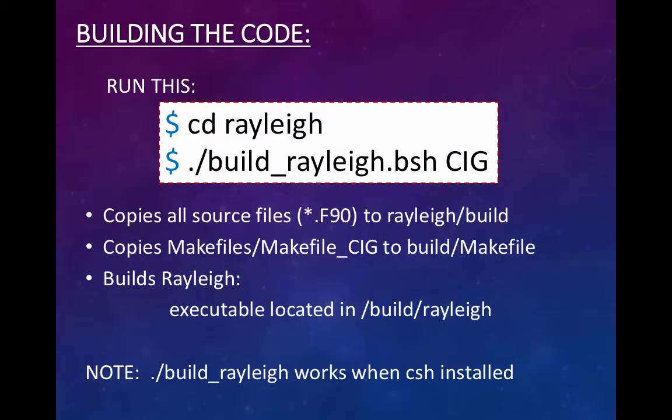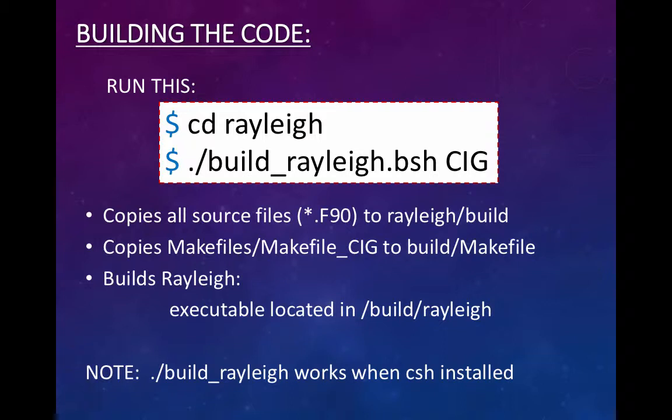Okay. All right. So what's going on here? When we execute this command, there are various subdirectories in the Rayleigh directory that pertain to different portions of the code. It just copies all the source files from those to build. It copies a makefile with the same tag that we gave it, which was CIG, over to build, and then the script just changes into the directory and builds Rayleigh.